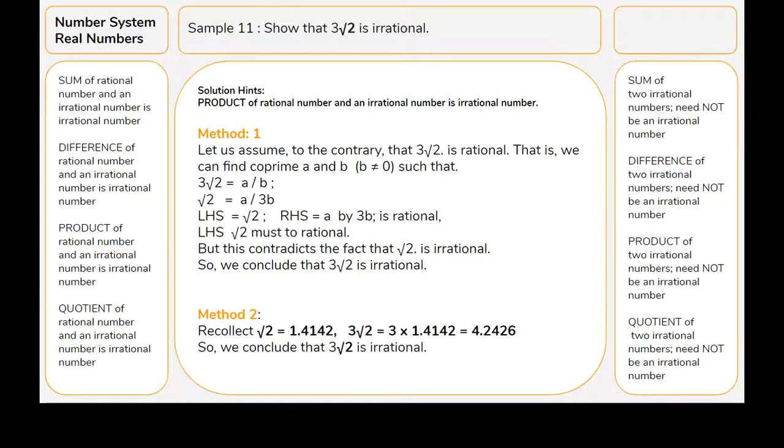Let us assume 3 square root 2 is rational. 3 square root 2 equals a by b. Square root 2 equals a by 3b. Left hand side equals square root 2. Right hand side equals a by 3b, which is rational. And so left hand side, square root 2, must be rational. This contradicts the fact that square root 2 is irrational. So we conclude that 3 square root 2 is irrational.